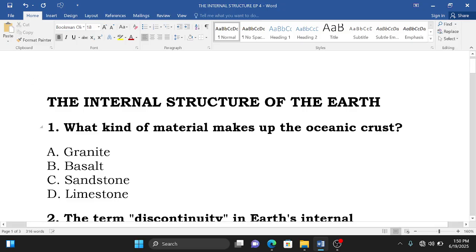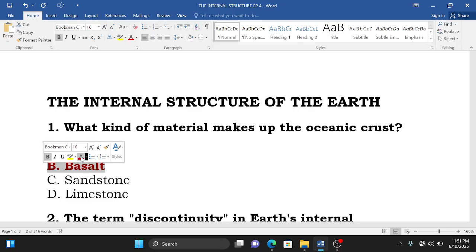Question number 1 is asking, what kind of materials make up the oceanic crust? Remember that referring to the rocks, we have seen the difference between oceanic crust and continental crust. Continental crust is made of granitic rock, but oceanic crust is made of basaltic rock. So the correct answer is B.